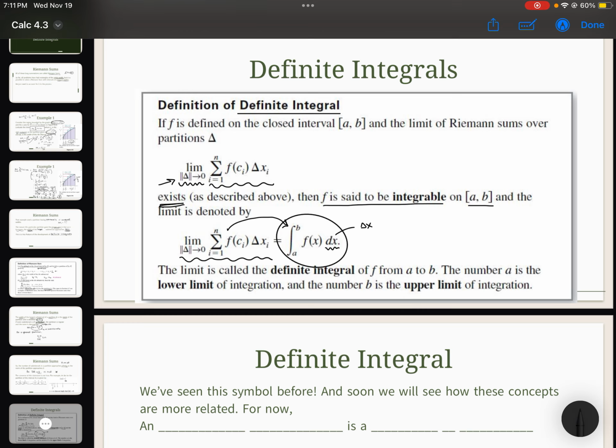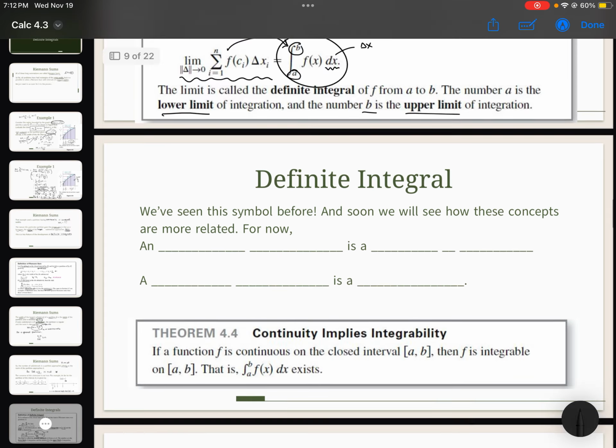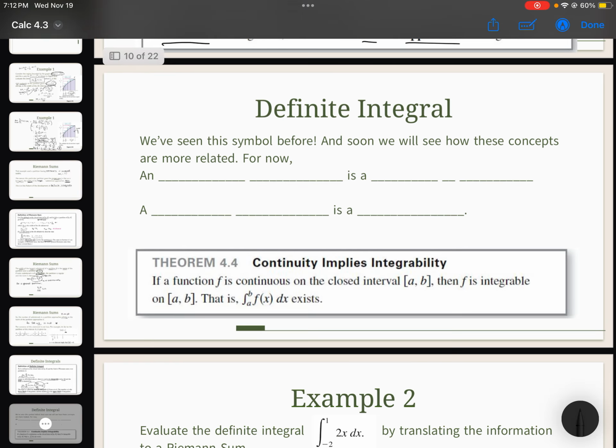All right. A is called your lower limit. That's always your lower number. B is called your upper limit. That's your upper number. And we're going to see how right now definite integrals are different than indefinite integrals than what you guys learned about in section 4.1, but they're related. They're different but related. So we've seen the symbol before, right? You guys have seen this integration symbol.